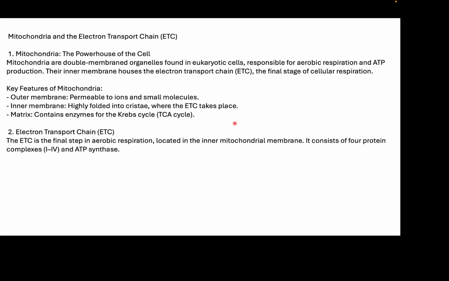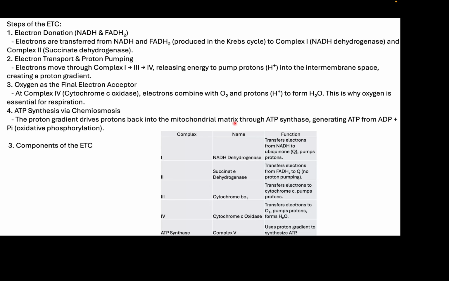You don't need to worry about cellular respiration because it is not in the scope of this subject. Some of the key features of mitochondria: the outer membrane is permeable to ions and small molecules. The inner membrane is highly folded into cristae where the ETC takes place. The matrix contains enzymes for the Krebs cycle. Electron transport chain, so the ETC is the final step in aerobic respiration. Located in the inner mitochondrial membrane, it consists of 4 protein complexes, 1 to 4, and ATP synthase.